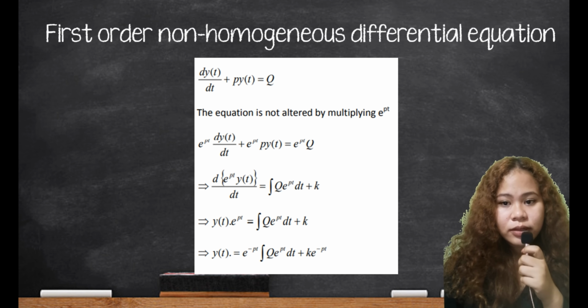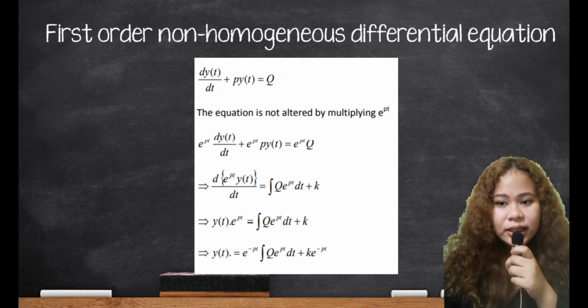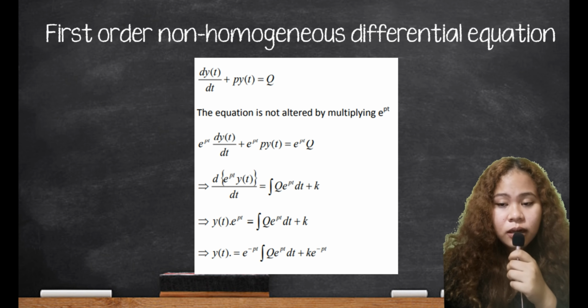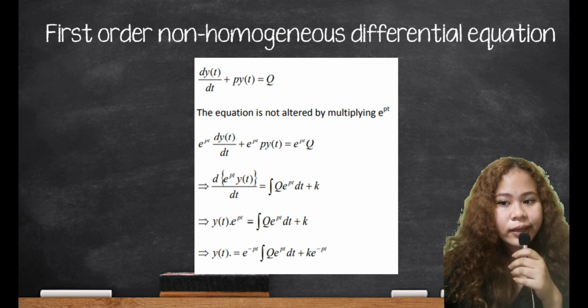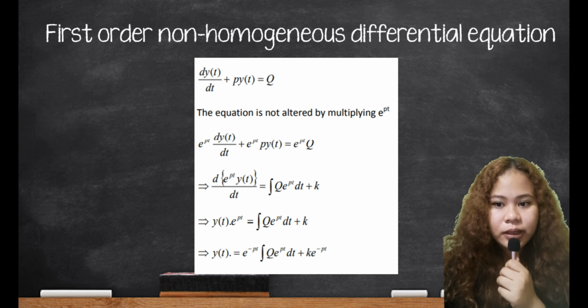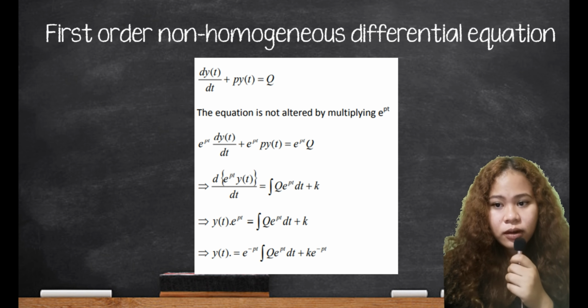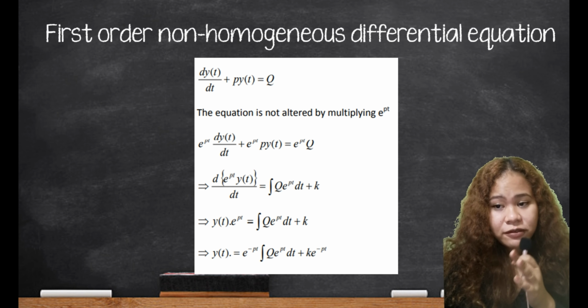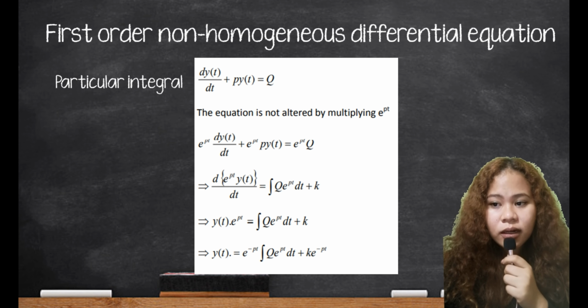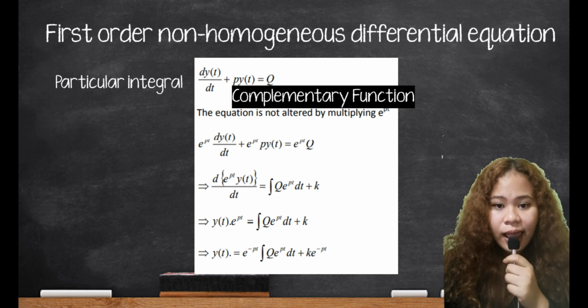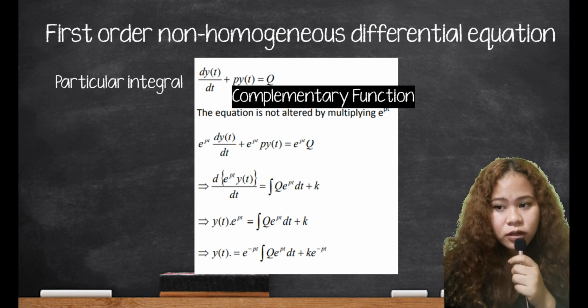Lastly, this will result in y times t is equal to e to the power of negative pt times the integral of q times e to the power of pt dt, which is equal to k e to the power of negative pt. The first term above is known as the particular integral and the second is known as the complementary function. The particular integral does not contain any arbitrary constant, and the CF does not depend on the forcing function q.